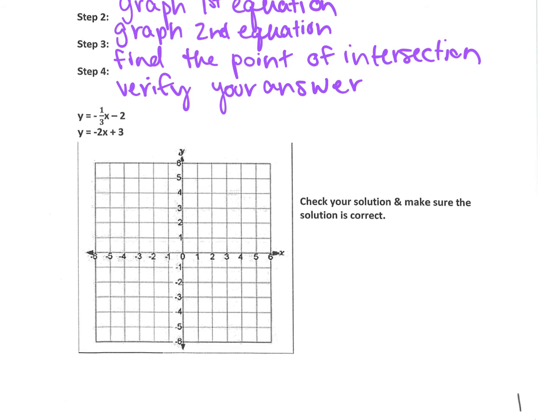So first we're going to go to the y-intercept, which is negative 2. Then, because it's negative 1/3, we're either going to go down 1 to the right 3, or up 1 to the left 3. I'm going to actually do both. So this is down 1 to the right 3, down 1 to the right 3, up 1 to the left 3, up 1 to the left 3. And then I'm going to draw my line.